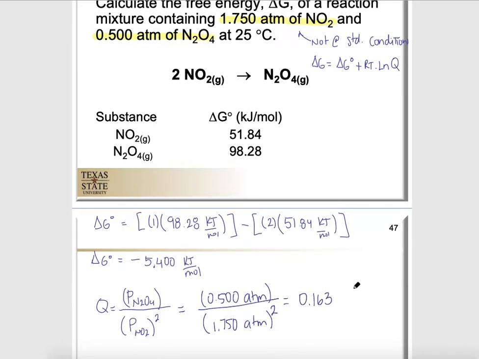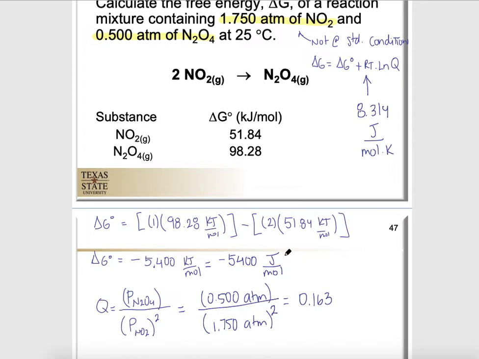And now I'm almost ready to plug everything in. Before I do, I'm going to remember that my R right here is 8.314 joules per mole Kelvin. And it turns out that the delta G that I calculated here is in kilojoules per mole. They are not in agreement, joules versus kilojoules. So I'm going to convert this one to joules by multiplying by 1,000. So this gives me negative 5,400 joules per mole.